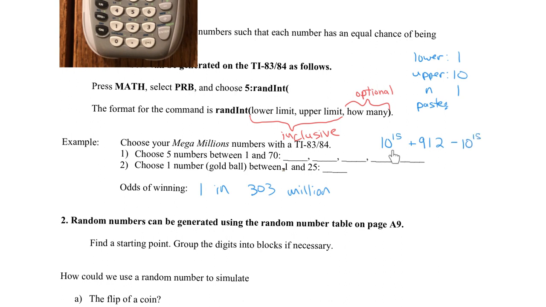Okay, now we know what this should be, right? The answer should be 912. 10 to the 15th power, a big number, plus 912 minus 10 to the 15th power. These two cancel out, we just get 912. Ask your calculator that, see what it tells you. And if you have a TI-83 or 84, you're going to be disappointed because your calculator will tell you 0.